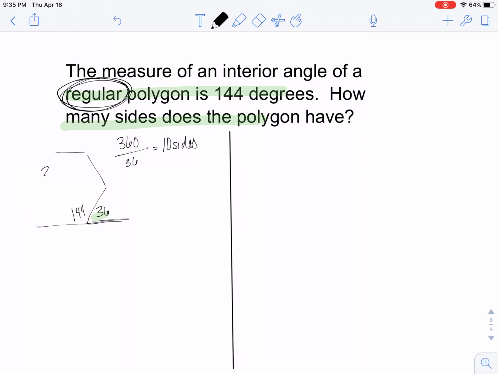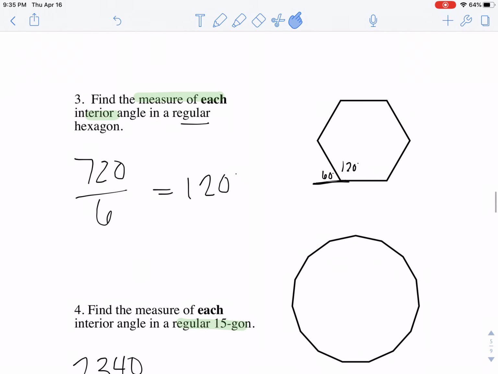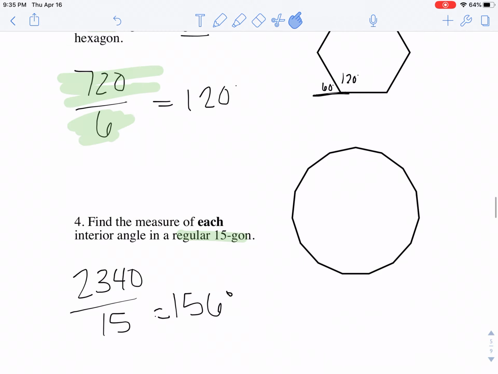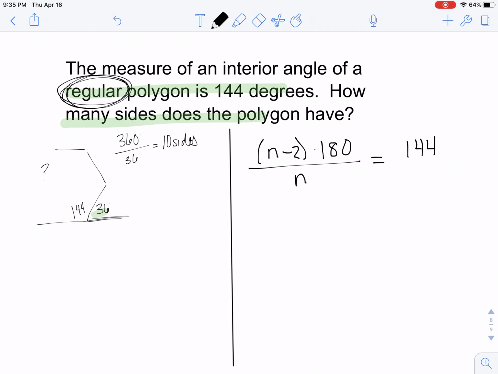So the other way to find this is to say, well, I know the total number of degrees is given by n minus 2 times 180. And if they're all the same, I can divide that by however many angles there are. That gives me what one angle equals. We did this up here. This top part was our n minus 2 times 180, and then we divided it by how many sides or angles there were. Well, here I don't know how many sides or angles there are, so I'm just going to leave it as an n. Well, now this is an equation that I have to solve.